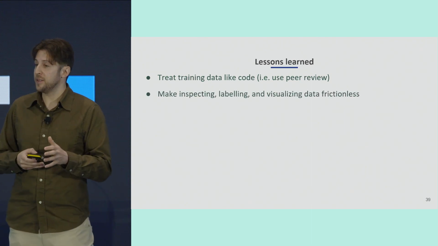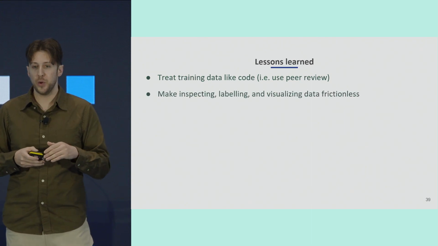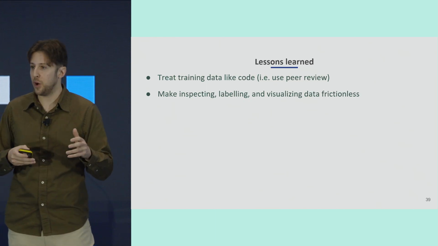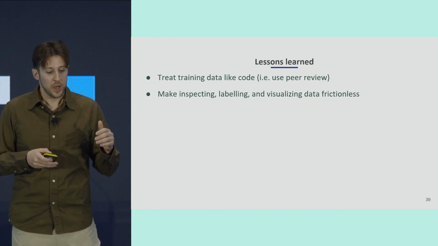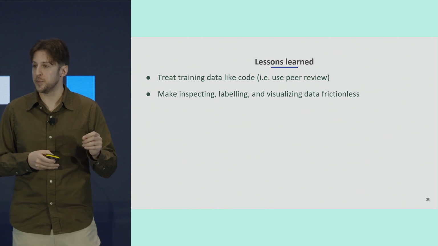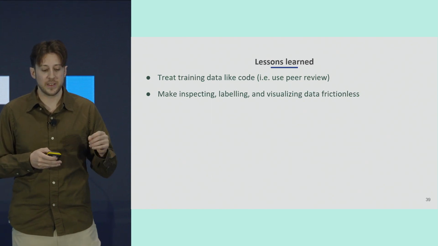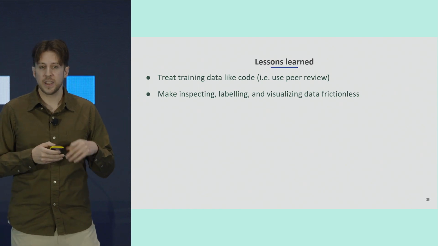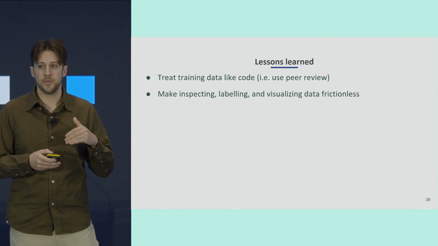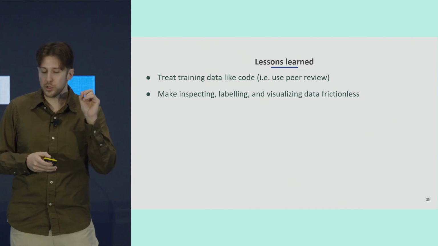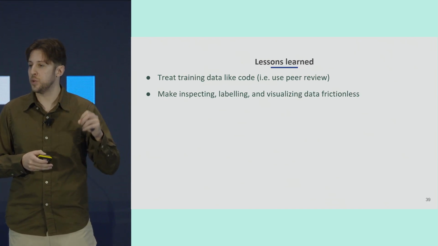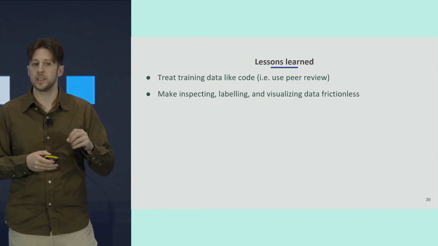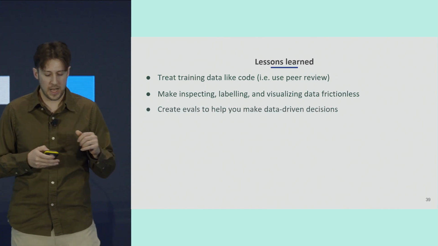Now in order to do that efficiently, in order to help people look at as much data as possible without wanting to blow their brains out, you need to make it as frictionless as possible: inspecting, labeling, and visualizing data. And so this means investing in the tooling and the automations that mean that you can go through hundreds of examples and 10x your ability to look at data.